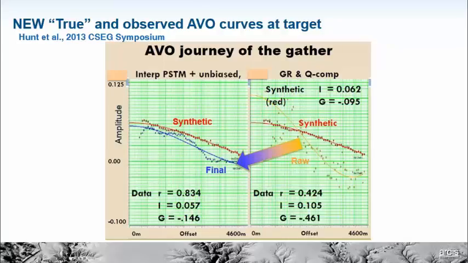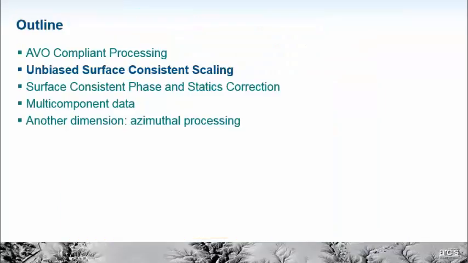So there's method behind all this madness, this hard-fought AVO compliant processing. Here it is showing a final result in a well-calibrated study, and it's actually doing some useful things. So I'm going to pass things over to Peter. He's going to talk in particular about some of these algorithms.